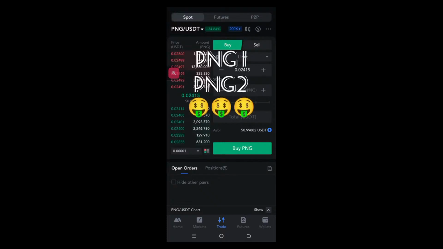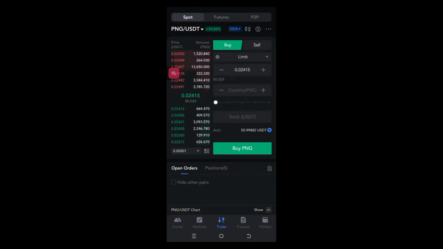PNG1, PNG2. Now remember that in PNG1, we got 55 cents. We were just trying to be conservative and get out of the trade. And now we did the second one, and of course, this is awesome. We were able to get almost 2% on this trade. That's like 1.98%. Beautiful.